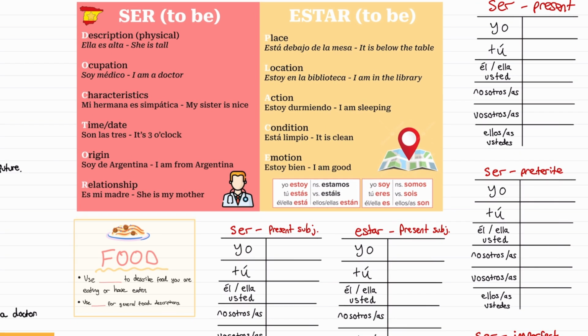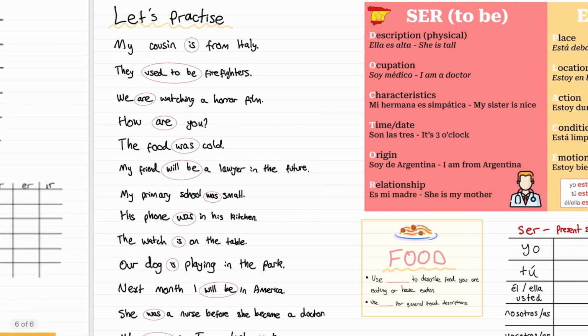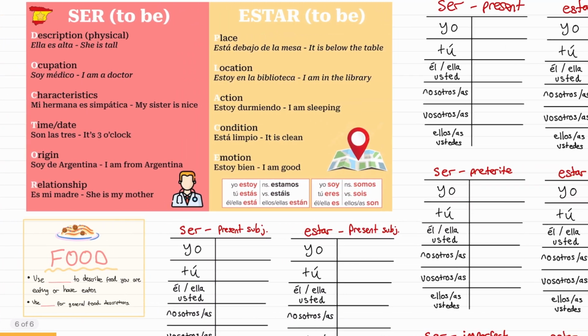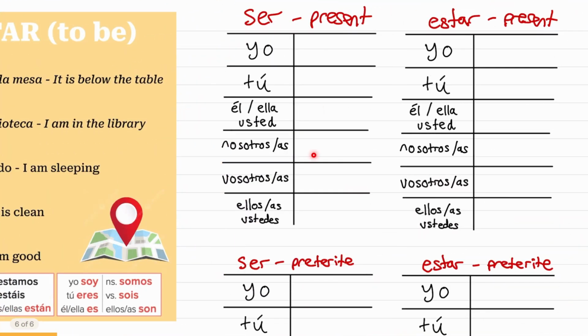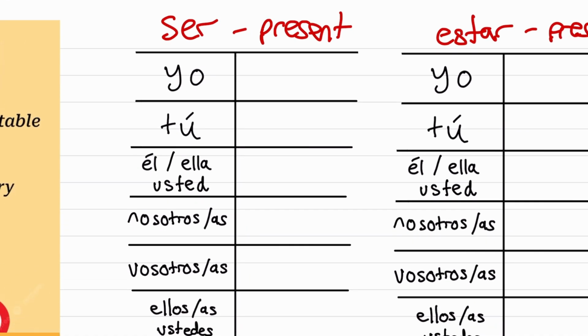So here's a quick recap. Here's the full picture of doctor, place, when to use each. In a second, we're going to go on to practice with some examples as well. So if I grab a pen, we can start filling these tables in. So these are the verb charts for ser, estar, let's do the present tense first. So how do you say I am using ser?